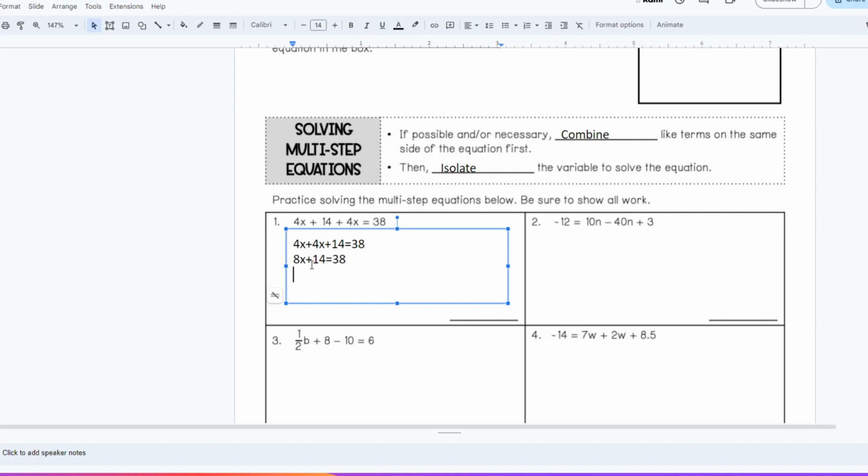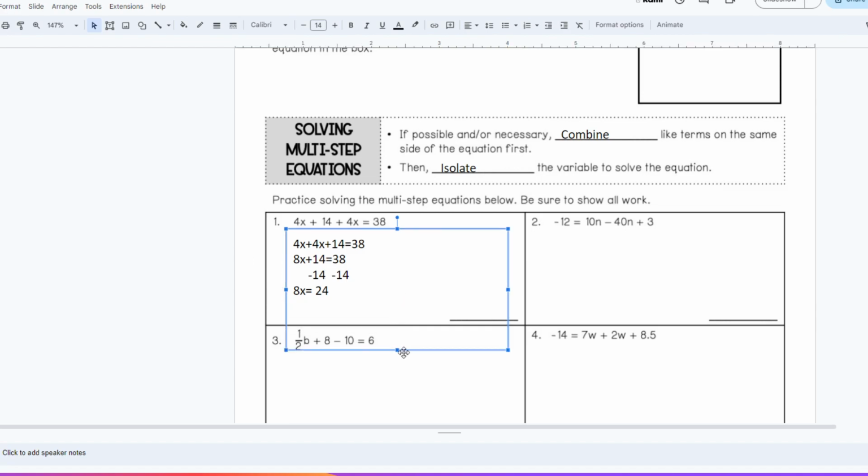Now, this looks very similar to something you've done in the past. Now that we've combined the variables, it looks the same as our 2-step equations. So we're going to get rid of our constant. Remember, our constant's the number by itself. So we're going to subtract 14. Subtract 14. And we're going to get 8x equals 24.